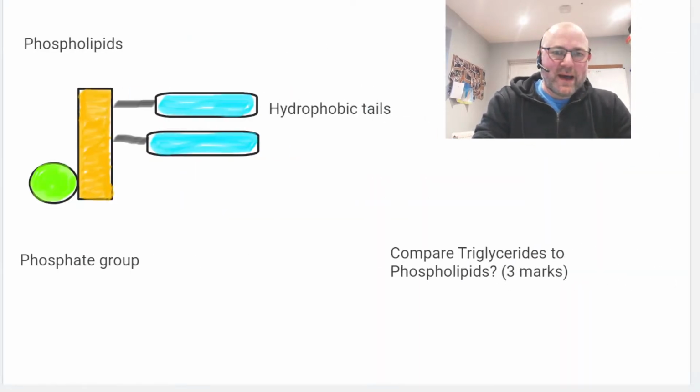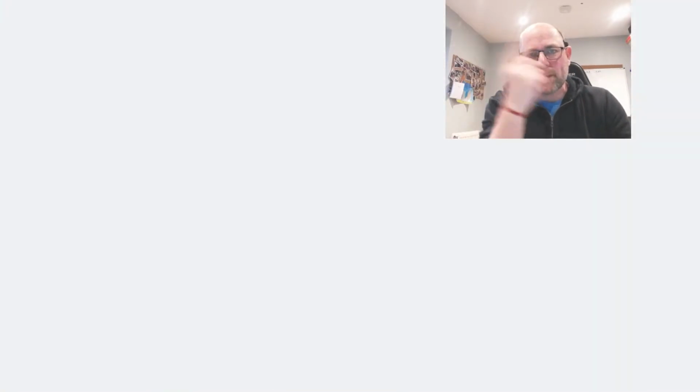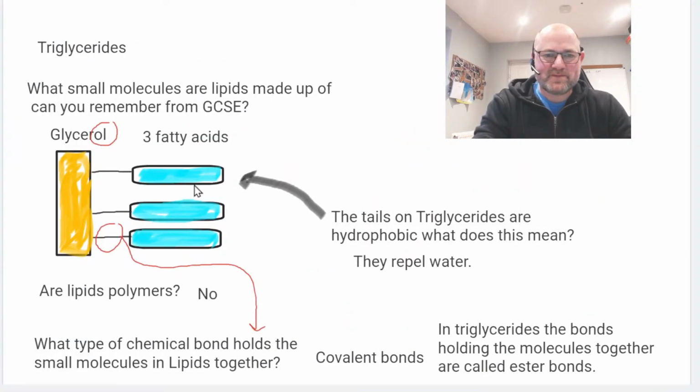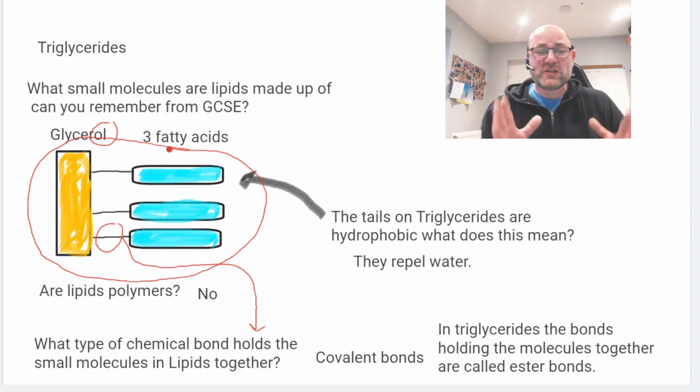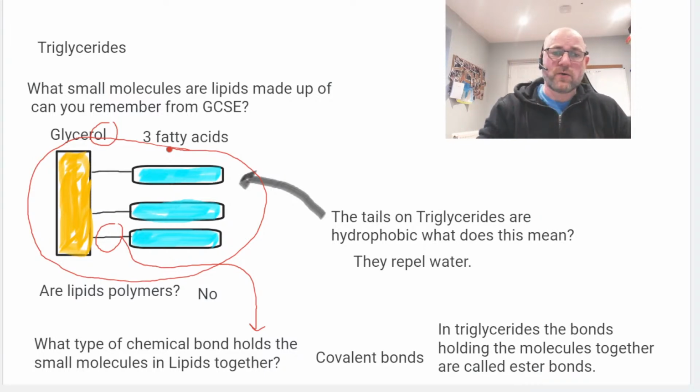Right. This is called a phospholipid. Now, I don't know if you were here at the start of the lesson, but I'm going to zing quickly to here. This here that I'm circling is a triglyceride, and this is what you learned about and called a lipid at GCSE. It's made of a glycerol molecule and 3 fatty acids, okay? And it has these bonds called ester bonds in between.